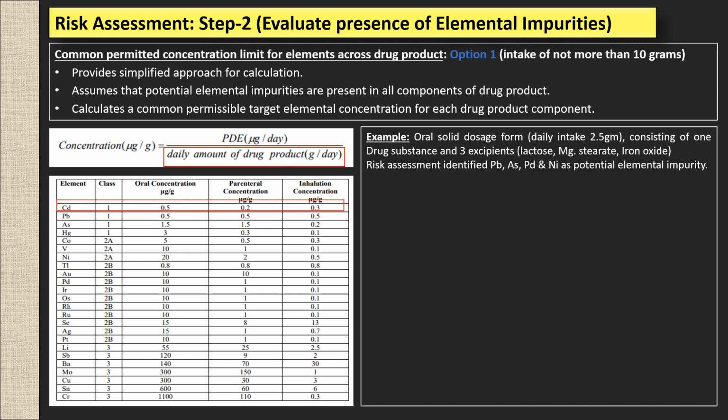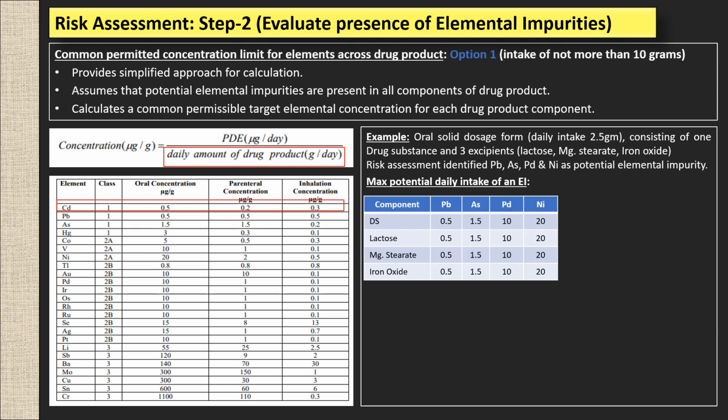So the risk assessment identified that Pb, As, Pd, and Ni are the potential elemental impurities for this drug product. So the maximum potential daily intake of an elemental impurity, for example, if we see Pb, that is lead, is clearly defined as 0.5. So whatever the source, it considers that all 4 components, that is the drug substance and 3 excipients, have by default a 0.5 concentration of the elemental impurity. Similarly is the case with arsenic.